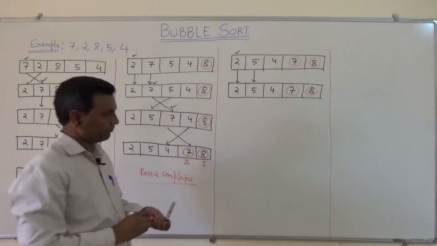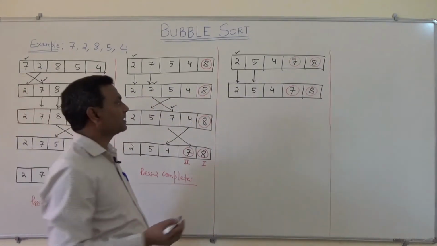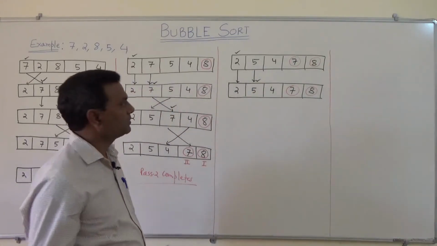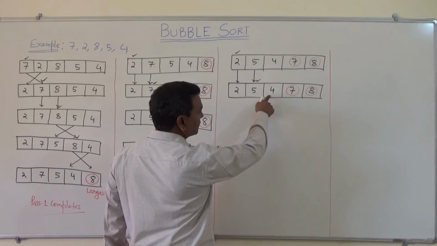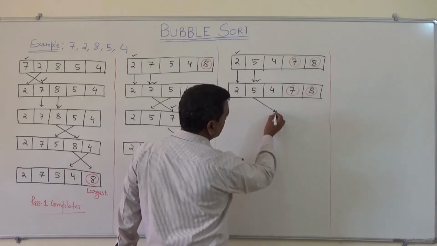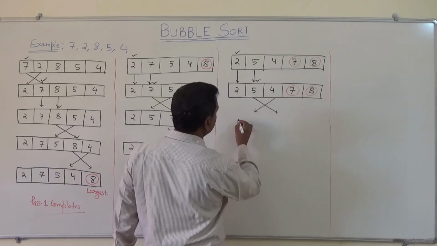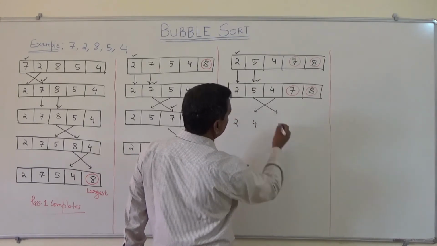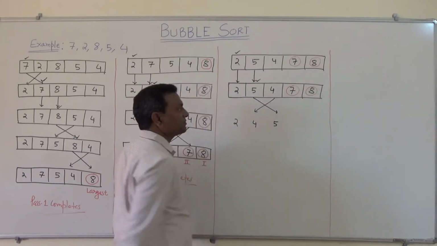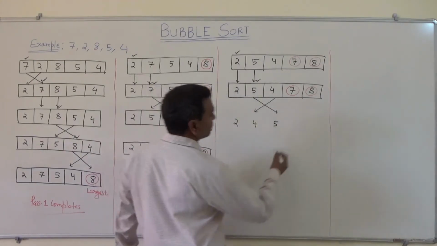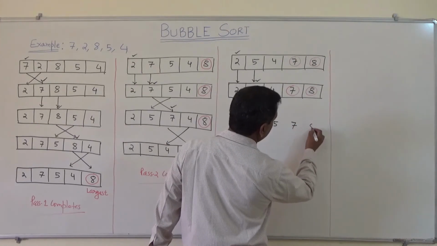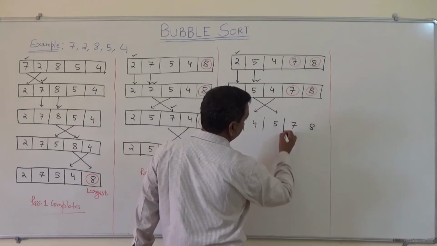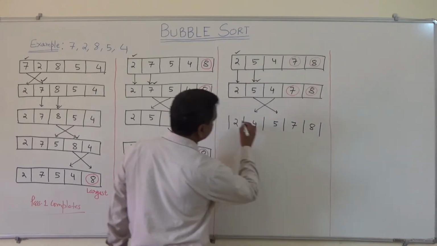Now we will compare the second element with the third one. This is the second element, 5 is compared with 4, because 5 is greater than 4, that's why they are swapped. We will swap, so it comes out to be 2, 4, 5 will come at the third position, 4 will go at the second position, and this is 7, it is already sorted, so it comes out to be like this.